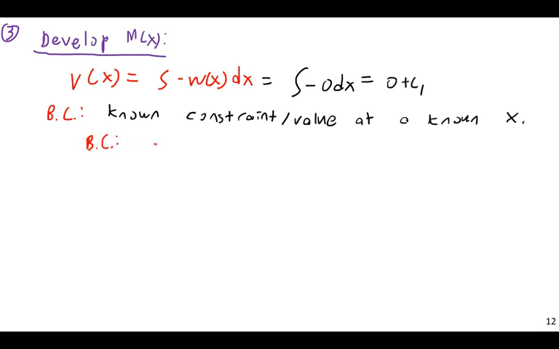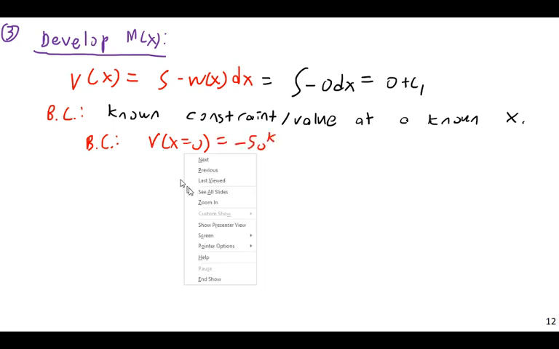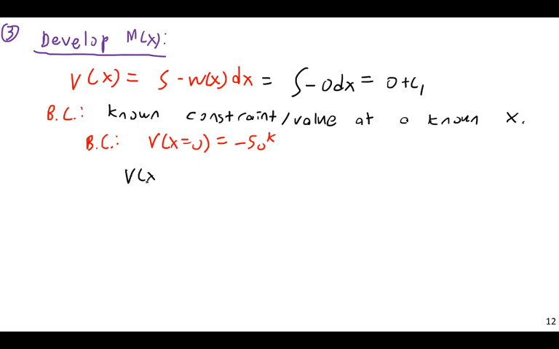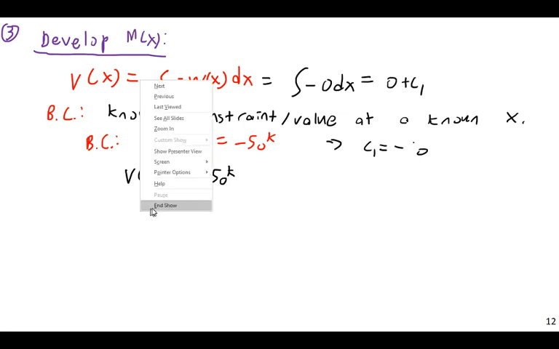The boundary condition is going to be the shear at x equals 0, in this case, is going to be equal to negative 50 kips. And then V as a function of x is equal to negative 50 kips. So we plug this in, we find that C1 is going to be negative 50, so again this leads us to C1 equals negative 50 here. So V of x is negative 50 kips.